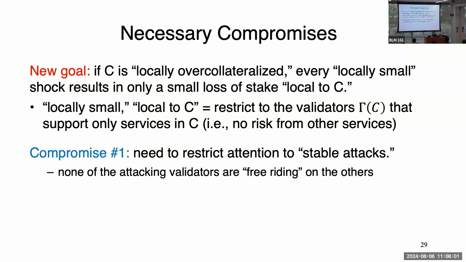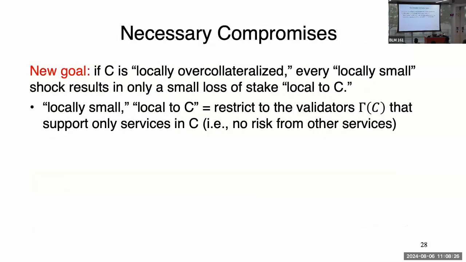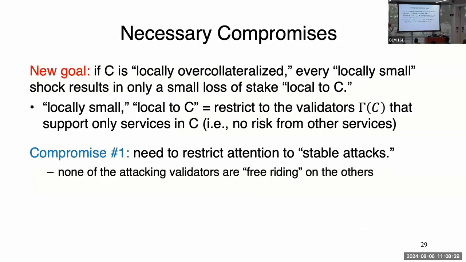So the first compromise we're going to make in our global guarantee, you'll notice that the guarantee on the eventual stake loss was after an arbitrary cascade of valid attacks. Okay, so the initial stake is lost. That might enable a valid attack. That valid attack might enable another one, and so on. But again, when the dust settles, this was the bound we had on the stake loss. It turns out you have to change this to get a guarantee in the local case. We prove it's impossible to have any kind of guarantee on local security if you allow arbitrary valid attacks. And we need to restrict to a subset that we call stable attacks.